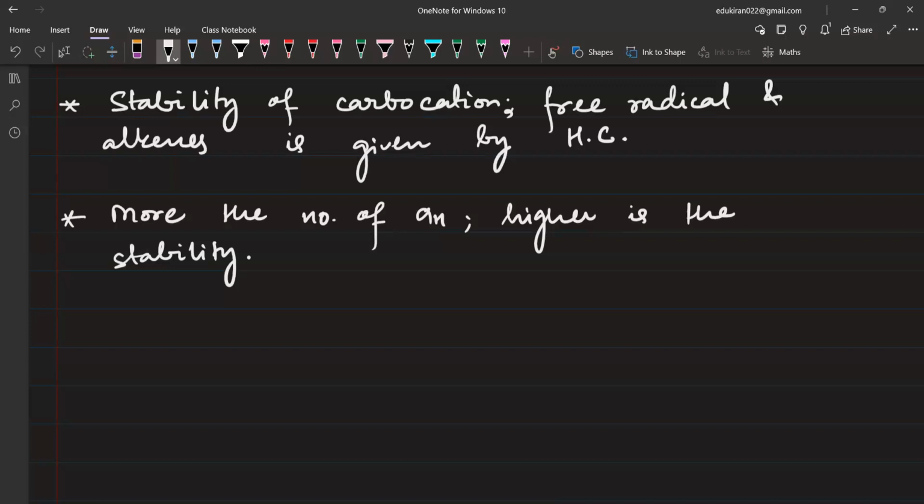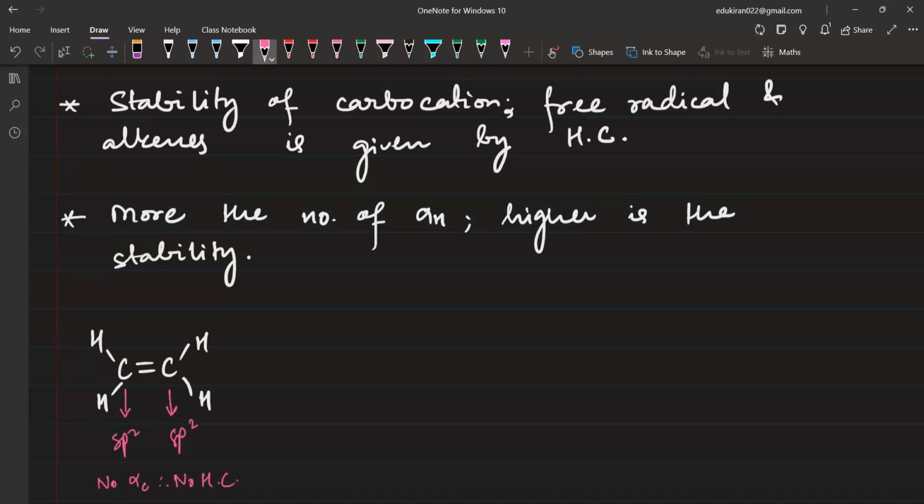So if I look at alkenes, carbon free radical and carbocation we have already seen. If I look at alkenes, you can start with a simple alkene, that is CH2=CH2. Here, this is an sp2 carbon atom and there is no alpha carbon, therefore there will be no hyperconjugation here.